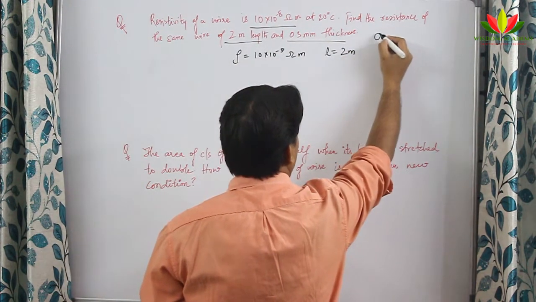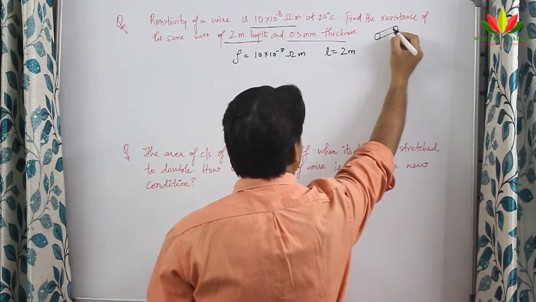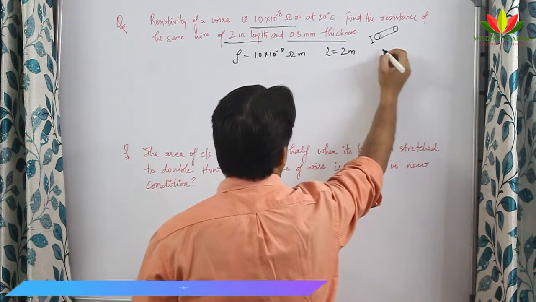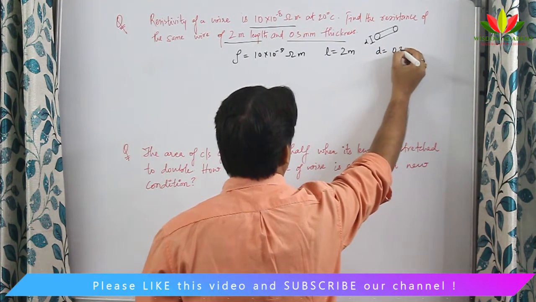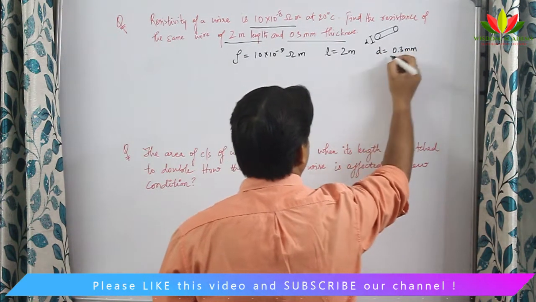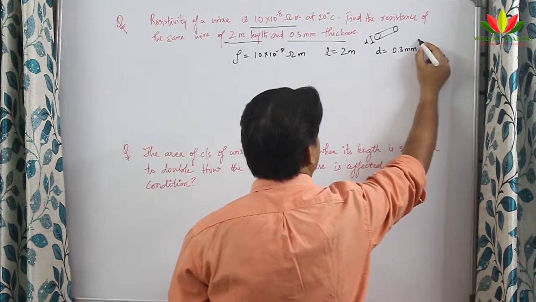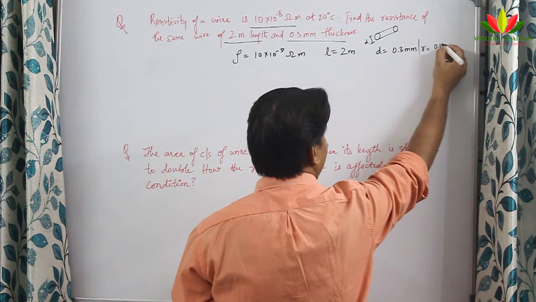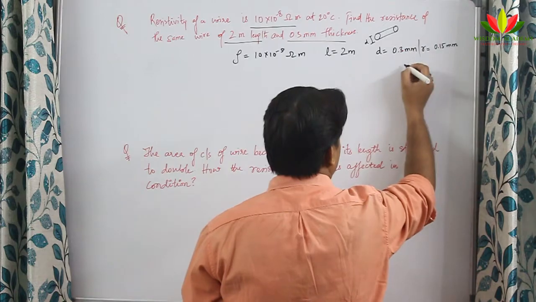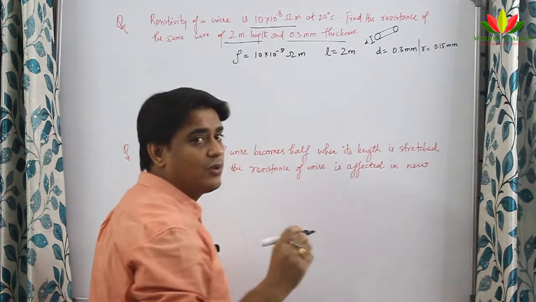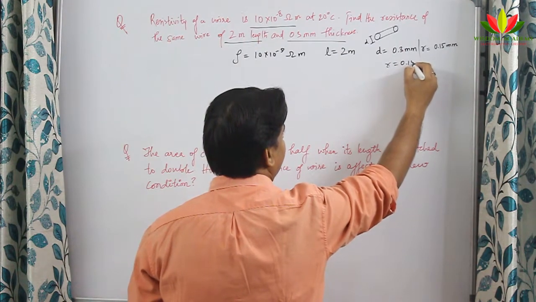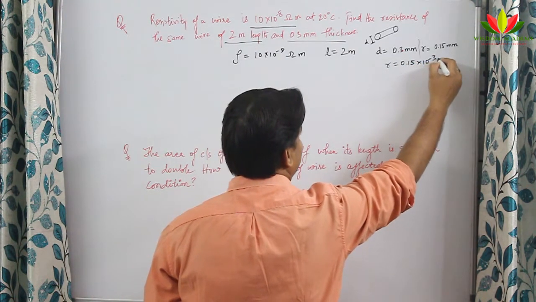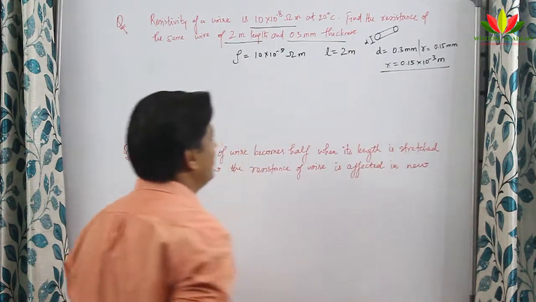Whenever the thickness of the wire is given, what does it mean? Thickness means its diameter is given. Diameter is 0.3 mm. So what will be the radius? Radius will be equal to 0.15 mm. We should take all the quantities in SI units, so r will be equal to 0.15 into 10 to the power minus 3 meters. I am converting millimeter into meters.